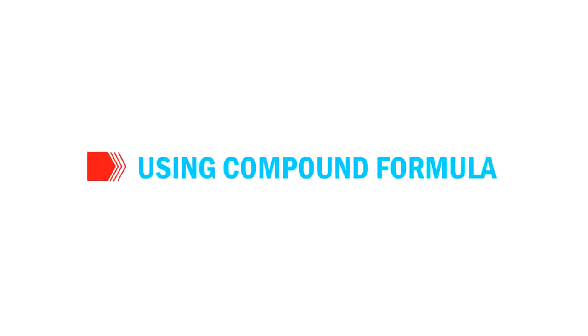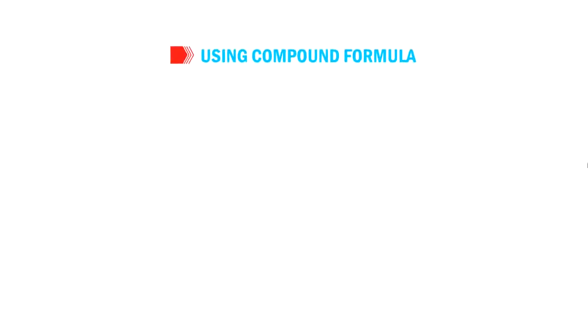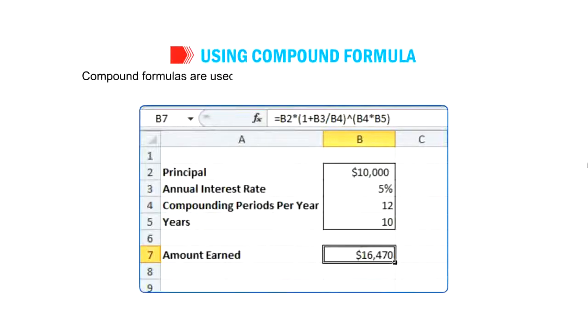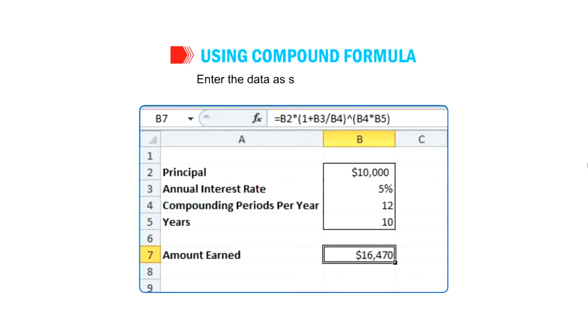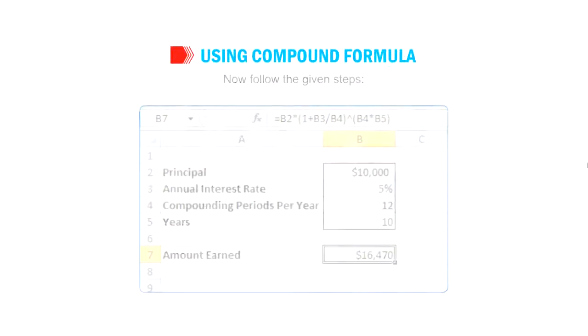Let us now learn how to use compound formulas. Compound formulas are used when more than one operator is required to perform calculation. Let us use it to calculate the simple interest by using the formula equal to P into R into T by 100. Enter the data as shown in the figure. Now follow the given steps.